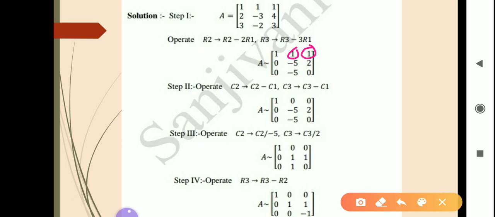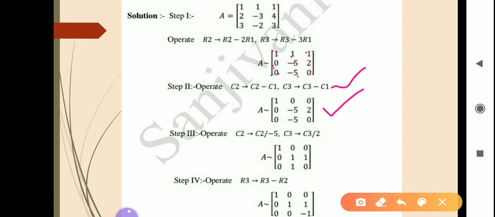We want this instead of 1 0, so use C2 minus C1 and C3 minus C1, means these operations. If you use C2 minus C1, C3 minus C1, then that matrix becomes, right, column wise: first column as it is, that is 1 0 0. Then second column, this 1 minus this 1 is 0, then this 1 minus this 1 is 0. Third column: minus 5 minus 0 is minus 5, then 2 minus 0 is 2, and 0 minus 0 is 0. So we will get this matrix after doing this calculation.